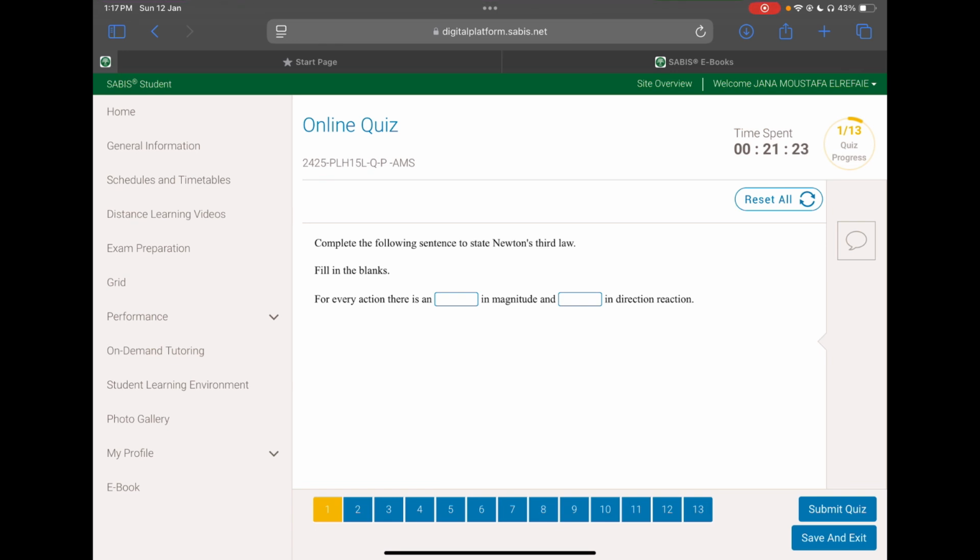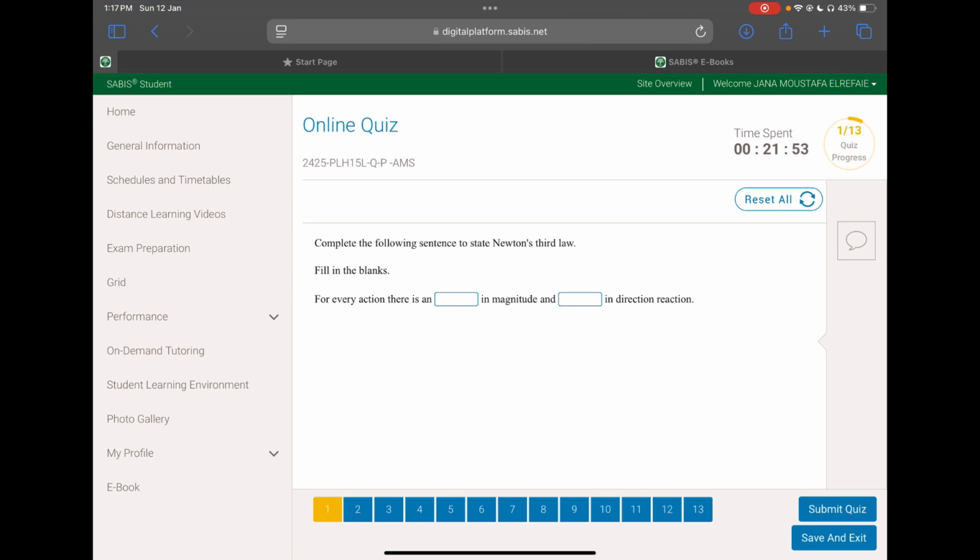Okay, so here in this question, it says complete the following sentence to state Newton's third law. Before I even answer this question, what is Newton's third law? Newton's third law is action reaction. What does that mean? For every action, there's an equal and opposite reaction. This means any force exerted on a body is going to result in an equal magnitude, but in the opposite direction, exerted on the object that caused the first force.